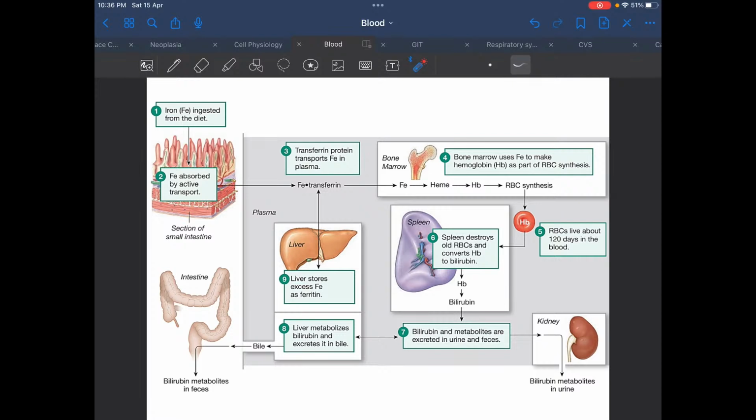Sorry everyone, I'm back right now. There was some problem in the streaming software. So now we are on iron transport. Let's see how iron is transported and what happens.